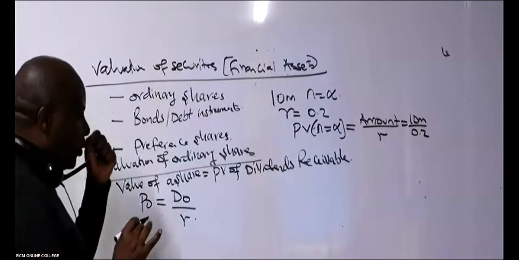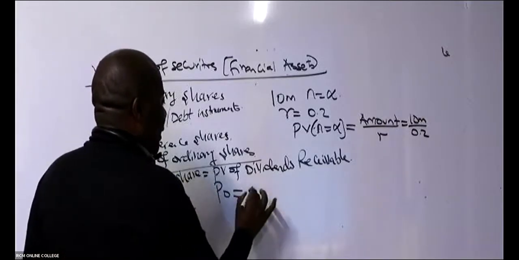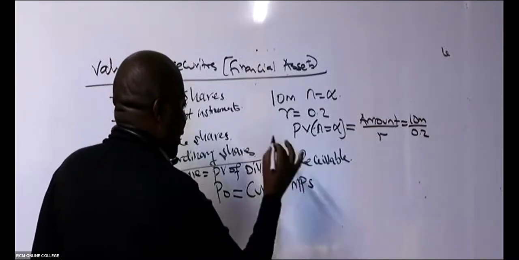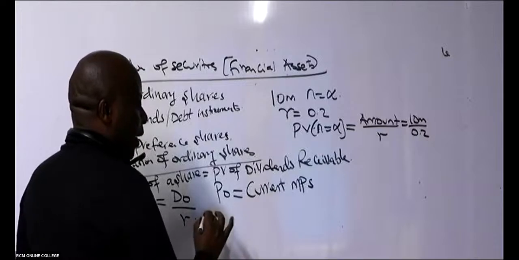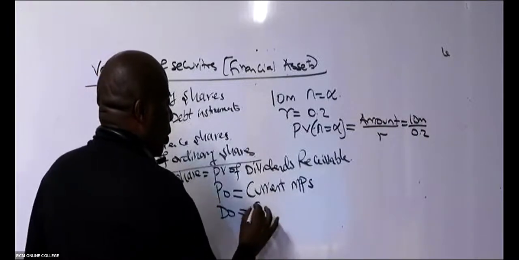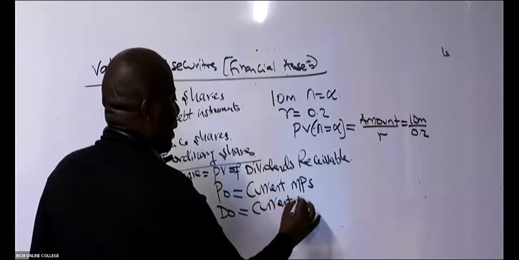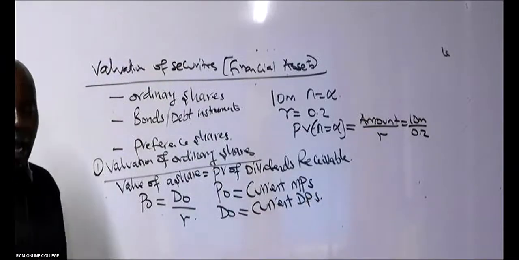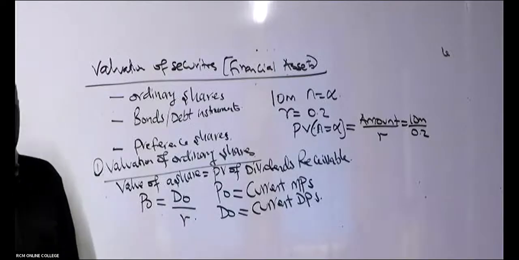So in this case we have P0, where 0 means current market price per share. D0 stands for current dividends per share.